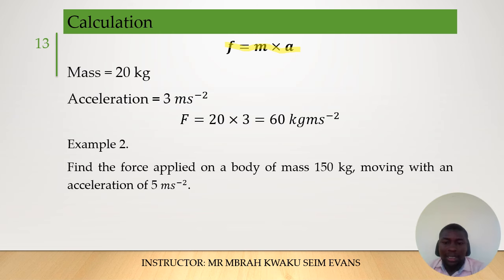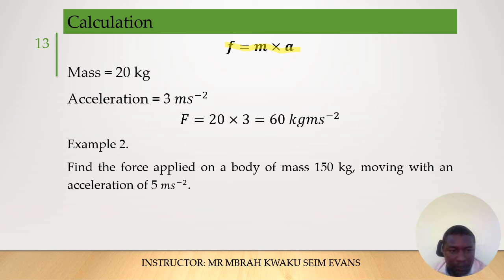But note the unit. Kilogram meter per second squared is the same as Newton. 1 kilogram meter per second squared is equal to 1 Newton.